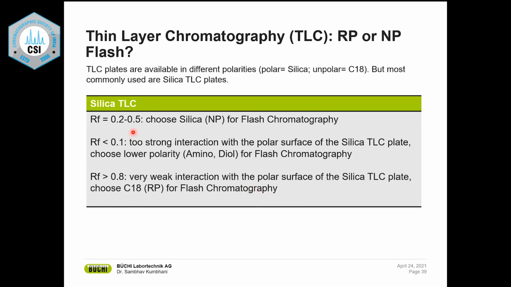And if your Rf values are lower than 0.1, then it has a very strong interaction with silica, and I would suggest not using silica or alumina and going for a specific cartridge like amino or diol, where the compound's functional group is used to separate them.